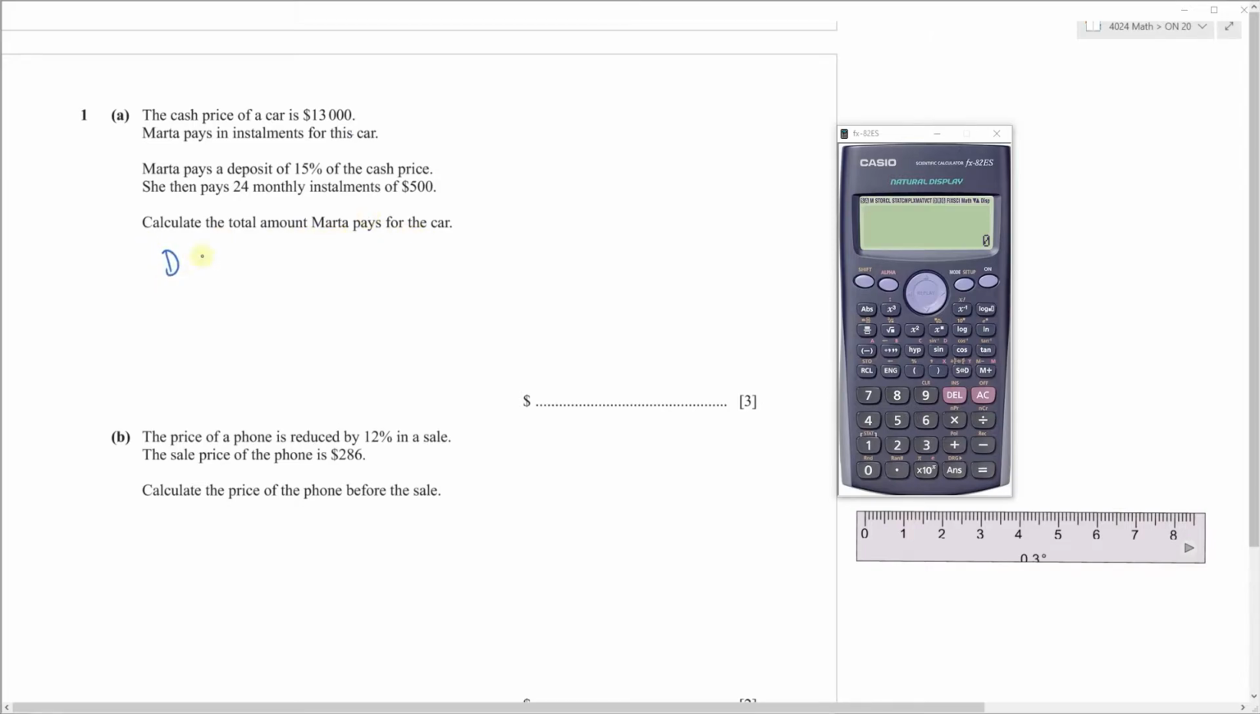So let's first calculate the deposit that she pays. So the deposit is 15% of the cash price. 15% of $13,000. So this is 15 over 100 into 13,000. So this is 1950. And then she pays 24 monthly installments of $500. So let's calculate the total amount paid in installments.